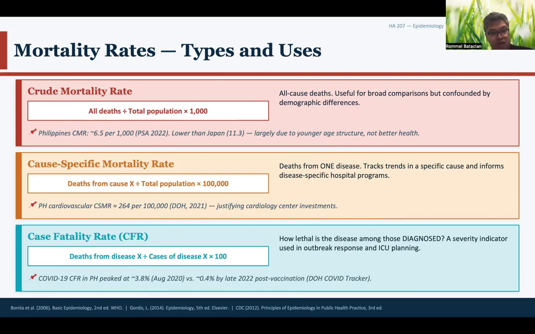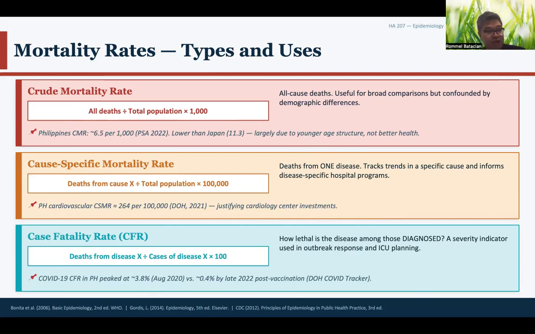Again, based on the DOH data, the cardiovascular disease mortality rate is 264 individuals per 100,000. So that means 264 Filipinos per 100,000 Filipinos die of cardiovascular disease every year. So now you can justify investments in cardiac care, cardiac facilities, the expansion of services, such as cardiac ICU across the country.